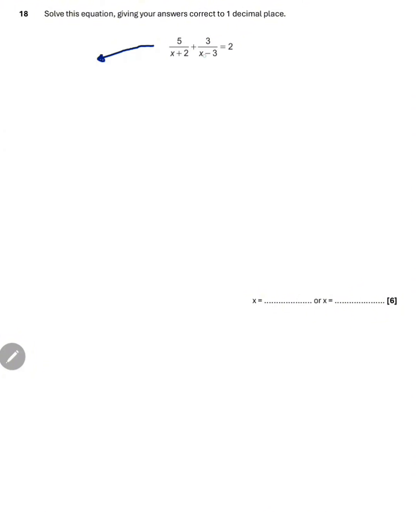If I'm going to add them together, I need common denominators, and common denominators come from multiplying denominators together. So that's what I'm going to write. My first fraction becomes 5 over (x + 2)(x - 3). But because I multiplied this x + 2 by x - 3, then the top thing needs multiplying by x - 3. Let's do the second fraction.